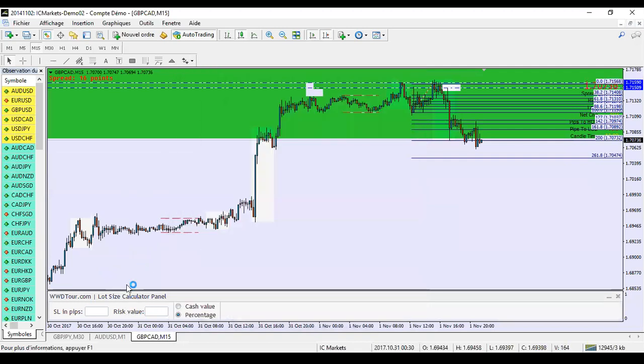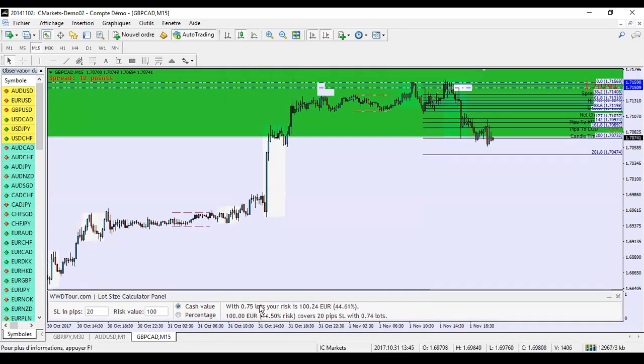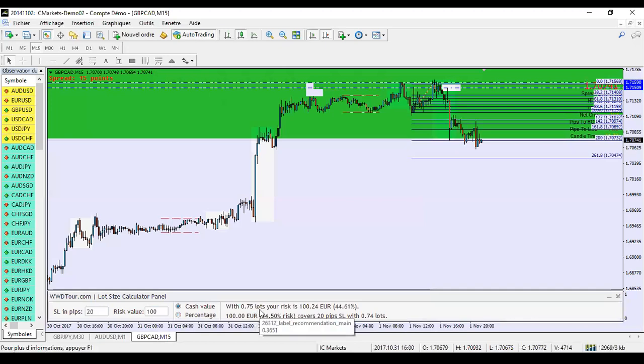Yeah. Okay. So your stop loss in pips, for example, if you want to risk 20 pips for a cash value of, let's say, $100. So you press enter, you have to place 0.75 lots. Wow. If you want to risk 10 pips for $100, you will see it's 1.50 lots. Whoa. It's a big lot size too.